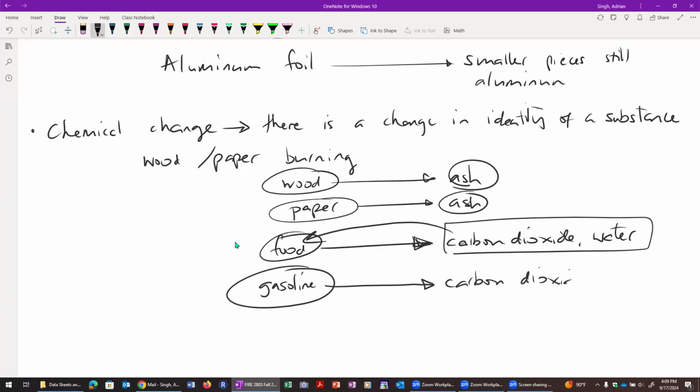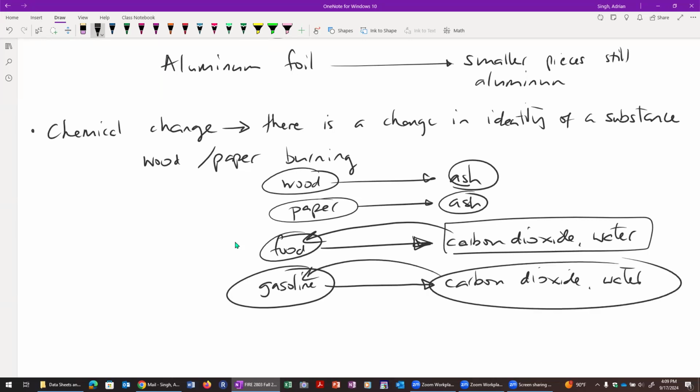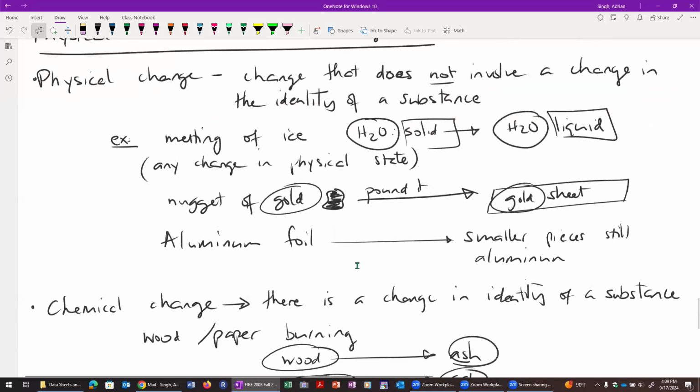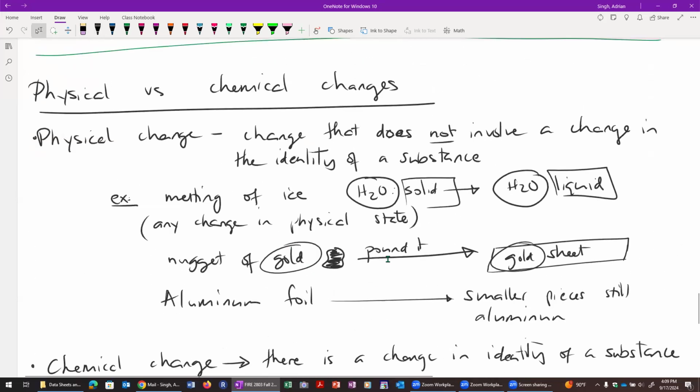You get a bunch of carbon dioxide and water, which again is very different than the gasoline that you put in. That's why you have to refill your car with gas every so often, because it gets burned, and as it undergoes that chemical change, it changes into a bunch of different stuff, like gases that get released in the air, and then the gasoline gets used up. So those are the main differences between chemical changes and physical changes. A chemical change happens when there's a change in the identity of a substance. A physical change is a change where there is not a change in the identity of a substance.